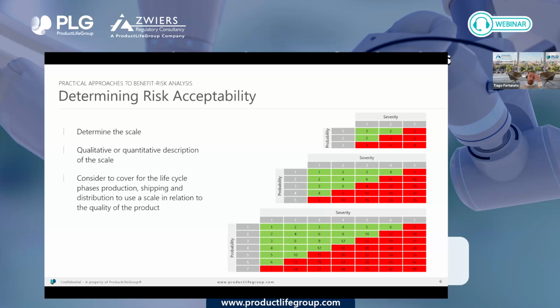As you might already know, severity is a measure of the possible consequences of a hazard, which will reflect the risk towards the patient and/or the intended user. However, when you're covering the life cycle phases of production and shipping, it might also be good to use a scale in relation to the quality of the product. So usually you see this scale referred to as a criticality scale instead of a severity one.